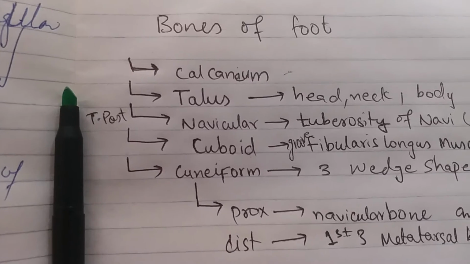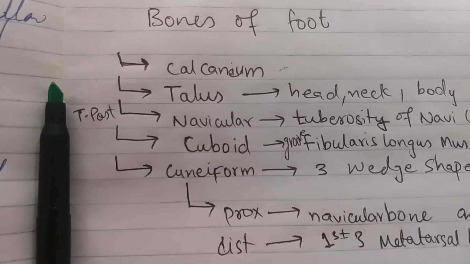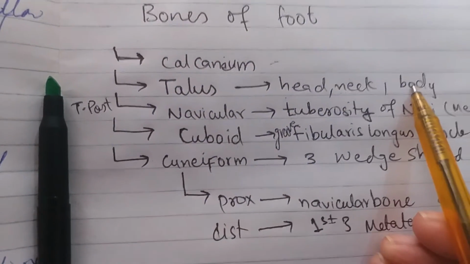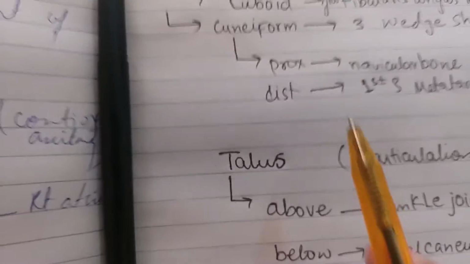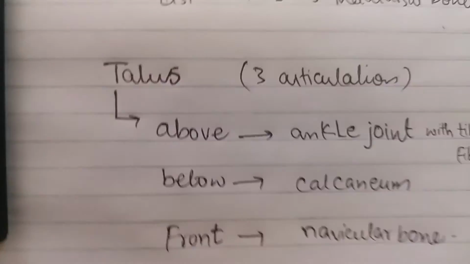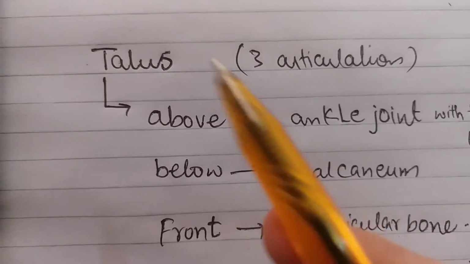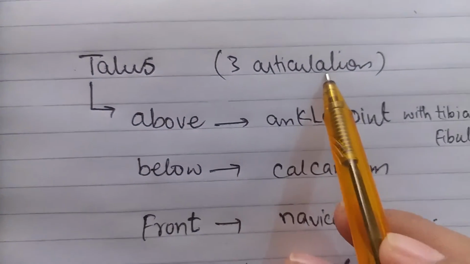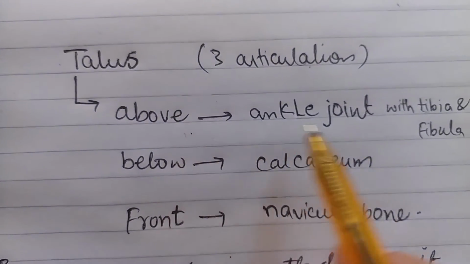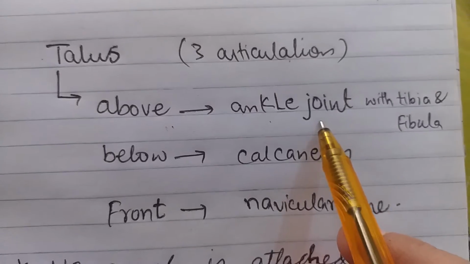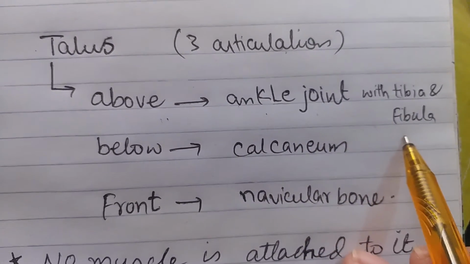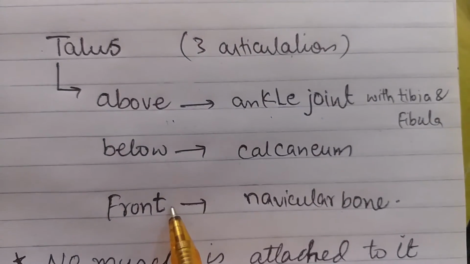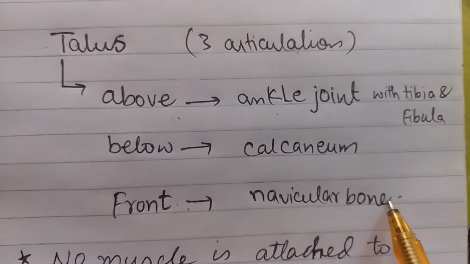Number two is the talus. Talus is the bone that has head, neck, and body. Then I would like to explain more about the talus. Talus has three articulations, right? Above, it articulates with the ankle joint with the tibia and fibula, and below with the calcaneum, and in front it articulates with the navicular bone, right?